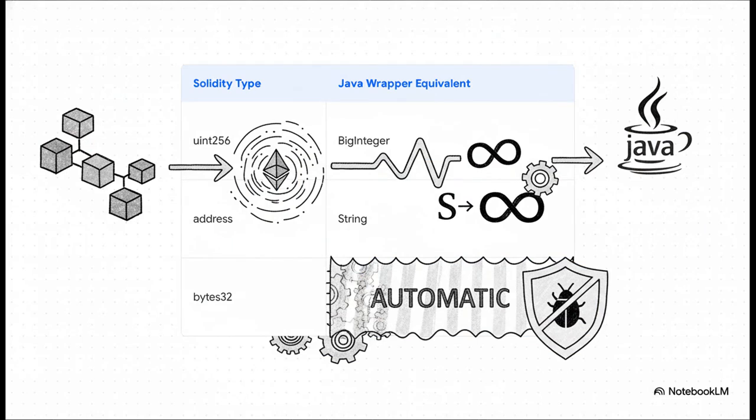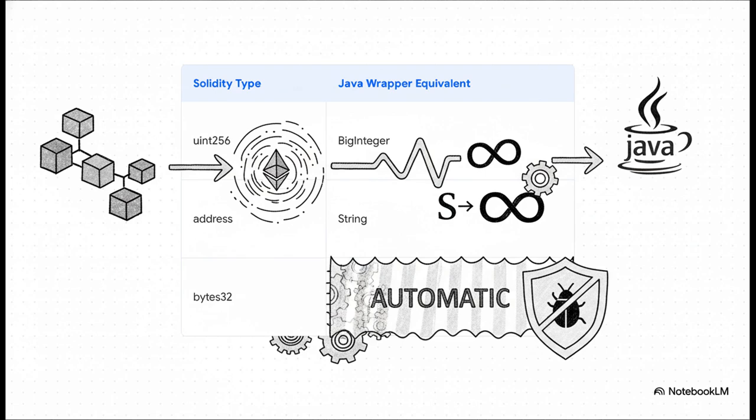And this table right here makes that whole abstract idea really concrete. Web3j handles all the tricky data conversions for you. See that uint256? That's a number common in crypto that's way too big for a standard Java integer. No problem. Web3j automatically converts it to the right BigInteger class. An Ethereum address just becomes a simple string.